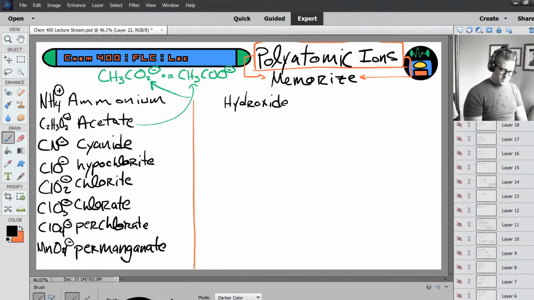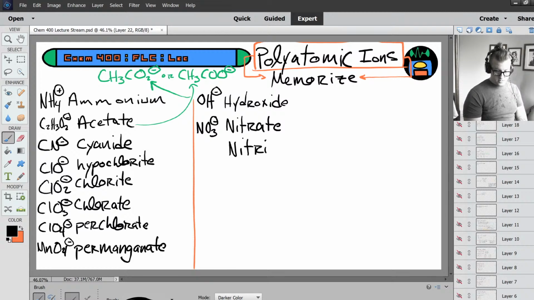Which is OH minus. We have nitrates, NO3 with a negative 1 charge. We have nitrite, which is NO2 with a negative 1 charge. We have peroxide, which is O2 with a negative charge.